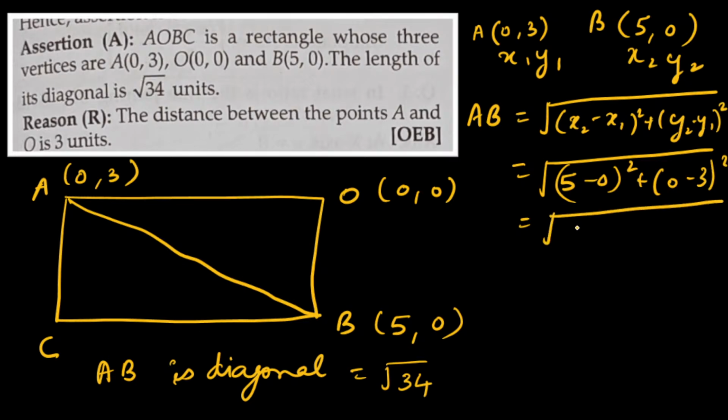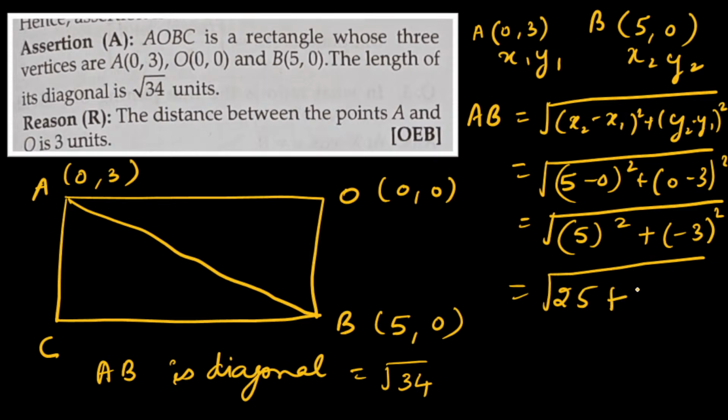So x2 is 5 minus 0 whole square plus y2 is 0 minus y1 is 3 whole square. 5 minus 0 is 5, so 5 square plus minus 3 whole square. 5 square is 25, square of minus 3 is 9. So 25 plus 9 is 34. So square root 34 units we are getting here, which means A is true. Assertion is true here.